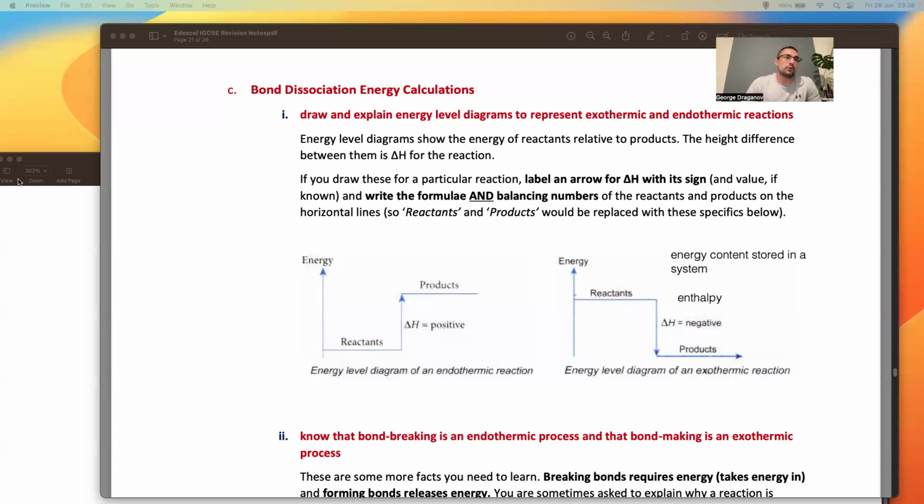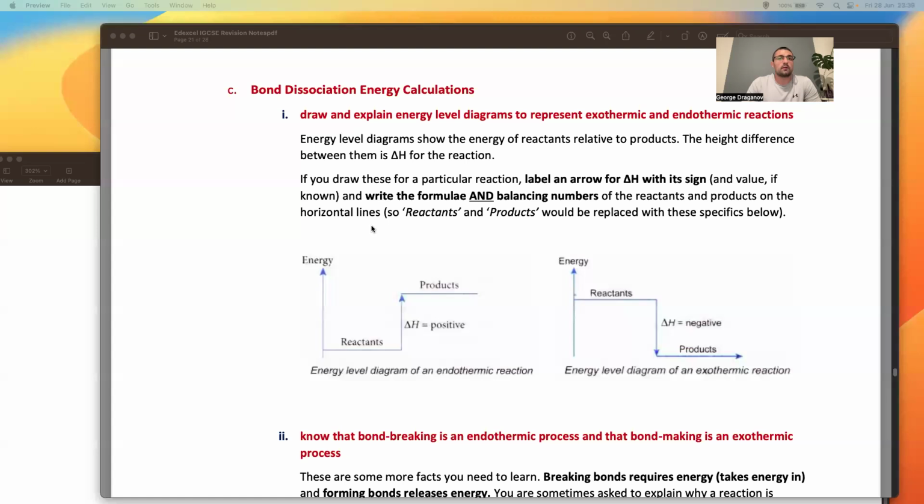One more thing to note is the x-axis. The x-axis here for both of these has not been drawn. The x-axis should be labeled reaction pathway. Don't call it time. It is a theoretical reaction pathway.